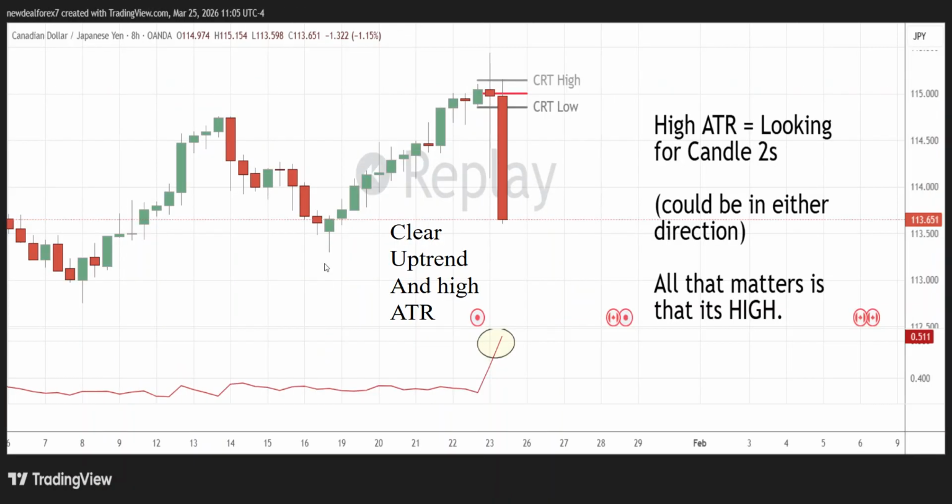Okay, take a look at another one. Got a clear uptrend, a very high than usual ATR, big old spike. So then you have candle one, large candle two, and then candle three to the downside. Okay, I think that was probably news driven, but at the end of the day, the clear uptrend and the high ATR let me know, okay, it might be time to look for a candle two and then just trade candle three. But you always let candle two play out before you start trying to take candle three.